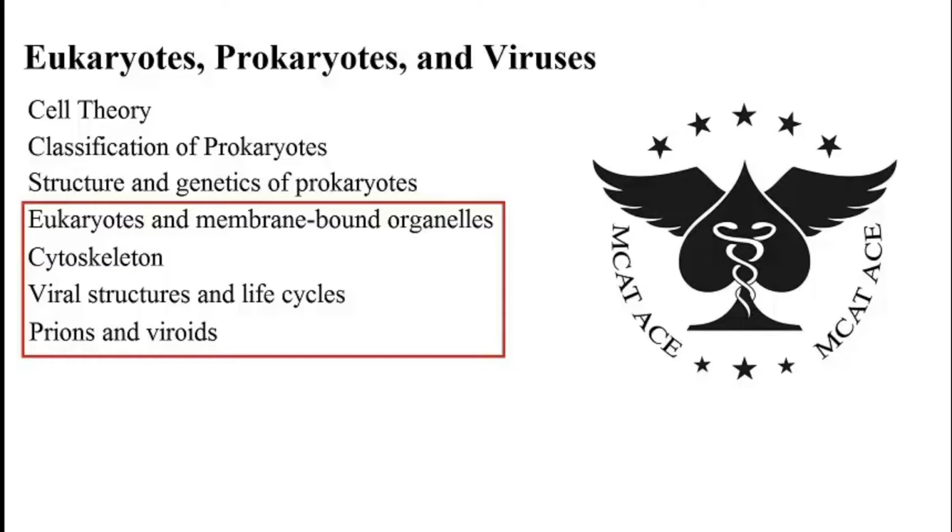So in our first lecture, we've discussed the cell theory and we discussed the classification of prokaryotes, their structures, as well as their genetics. Now in this video, we would like to focus more on eukaryotes, their functions of their different membrane-bound organelles, discuss their cytoskeleton, and then finally go over the modes of the viral replication, discuss prions and viroids, and then as always conclude this video with some practice questions.